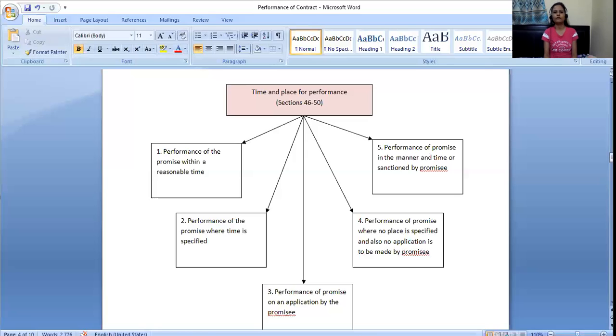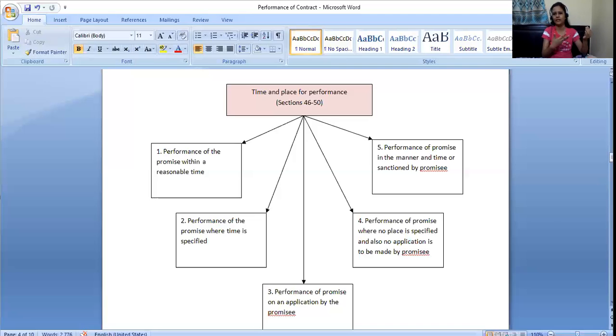So next is performance of promise on an application by the promisee. So sometimes what may happen is that there is one agreement between two persons. Take for example, there is an agreement between me and you, but I cannot perform it unless and until you ask me to perform it. Take for example, you are hosting some kind of an event, and I am there to sing a song or some kind of performance. In that case, until and unless you call me to the stage, I cannot perform it, right?